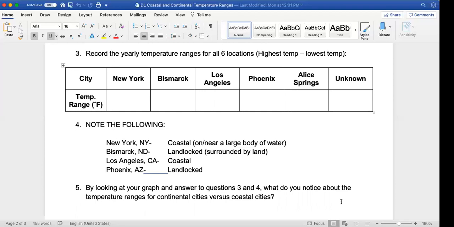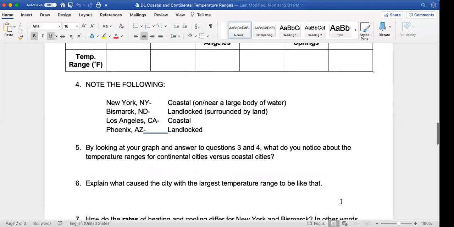Bismarck, North Dakota is what's known as landlocked. That means it's surrounded by land. It's not on a large body of water like an ocean or a large lake. Bismarck, the city itself, is surrounded by land. Los Angeles is coastal. It's located on the Pacific Ocean. And then Phoenix, Arizona is landlocked, meaning again that it's surrounded by land on all sides.